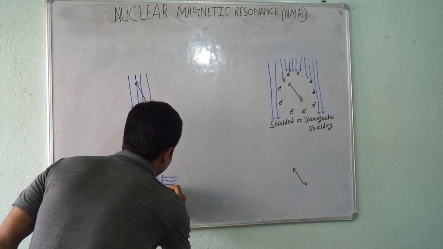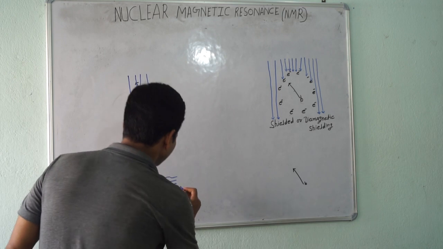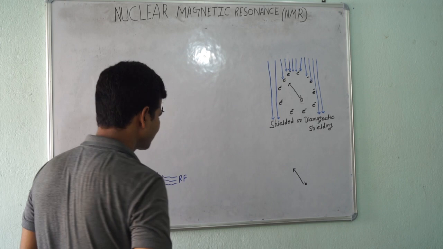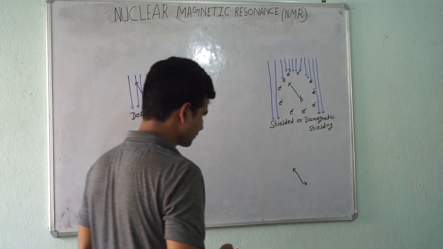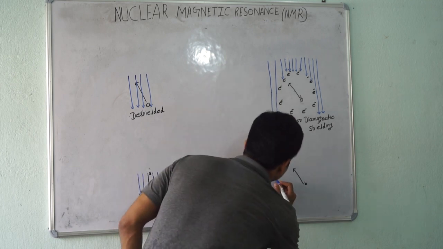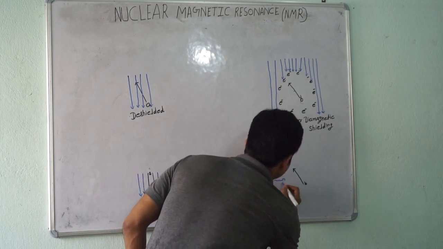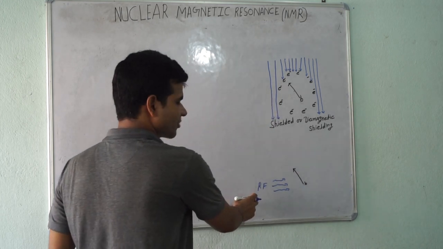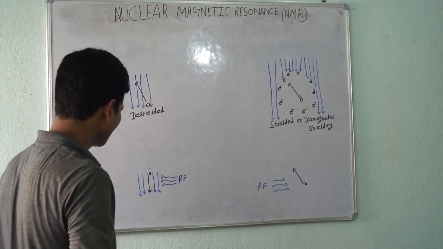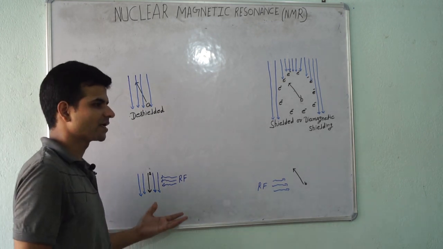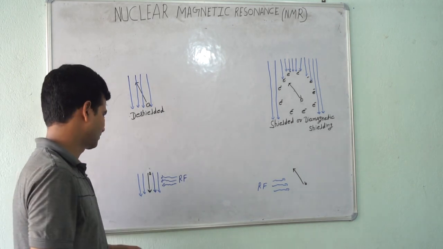We are providing energy in the form of radio wave frequency. RF is radio wave frequency. We also provide energy to this hydrogen atom in the form of radio wave frequency, like this. RF means radio wave frequency. Now both hydrogen atoms will take energy and start to move into beta spin.